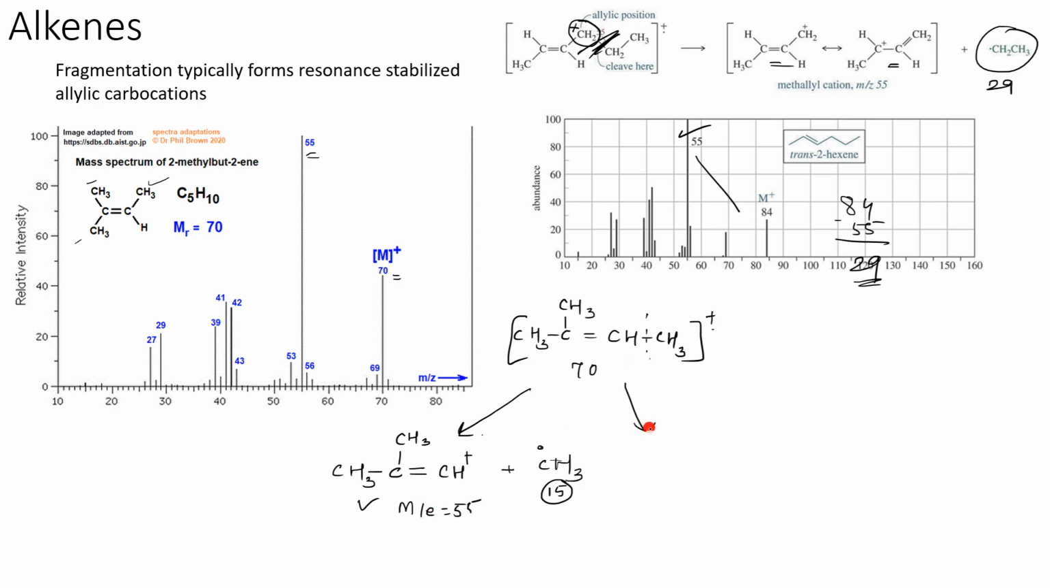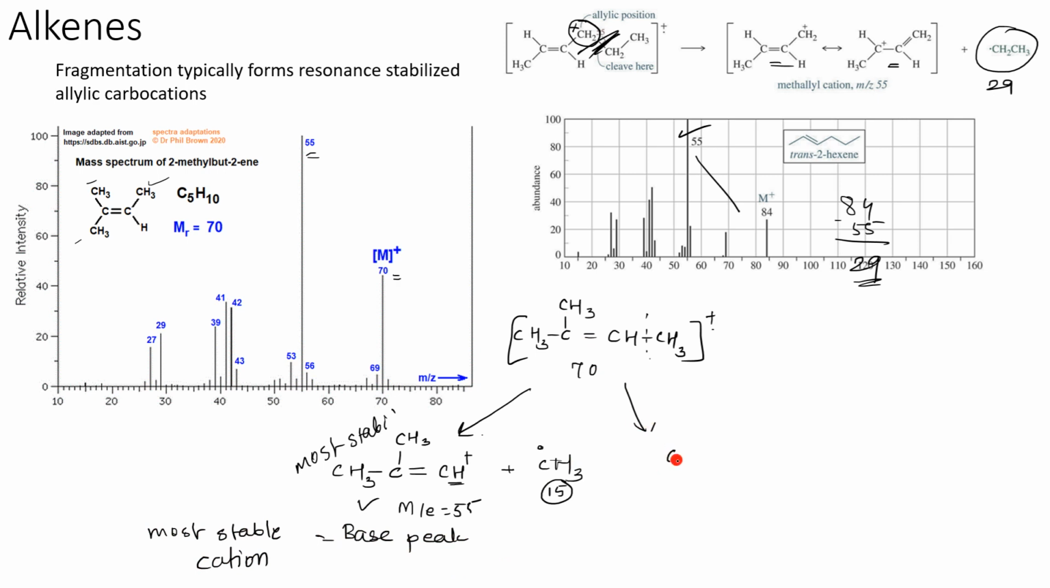It can break in another way. Now this is most stable, most stabilized, because it is an allylic carbocation. So it is most stable. That is why this is obtained as a base peak. See, what is a base peak? This is the most stable cation in the whole molecule, which gives you a base peak. This is what you have to remember.